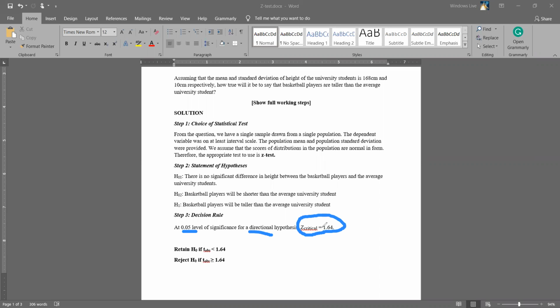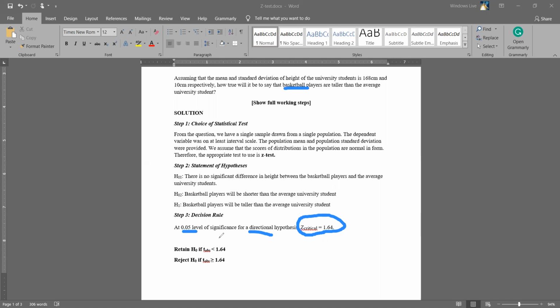And why didn't I indicate negative, but rather positive? Because within the question, they indicated the sample basketball players will be taller than the population. So they'll be greater than the population. So out of this, I'm assuming that the value that I'll be getting will be positive. So it means I indicated positive 1.64.